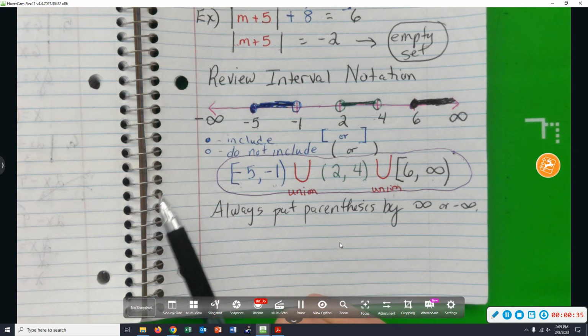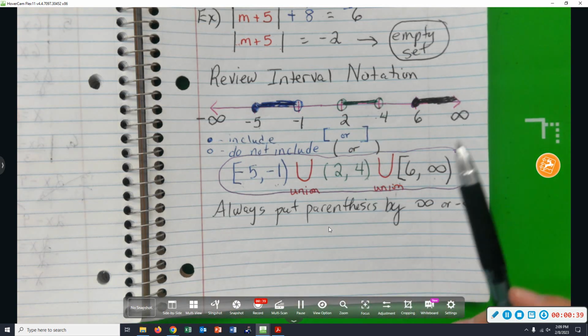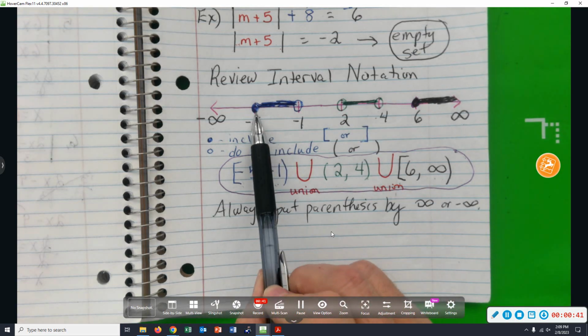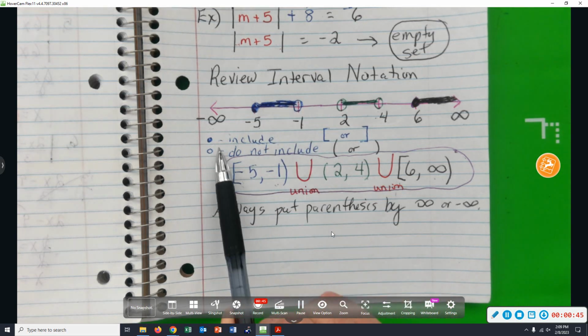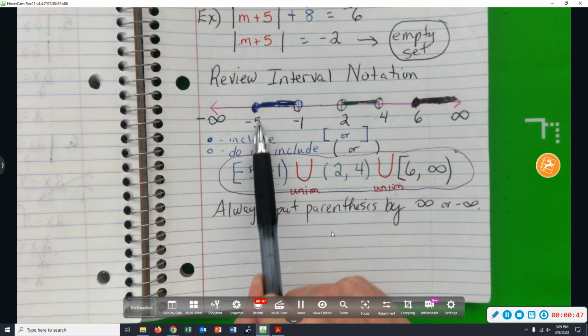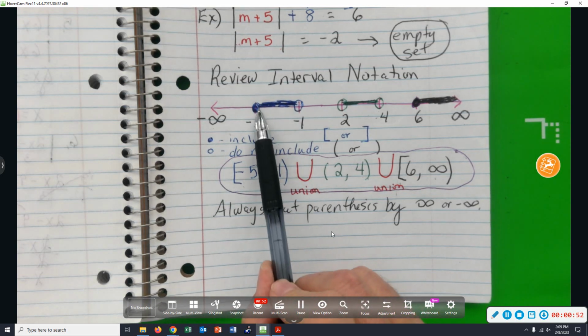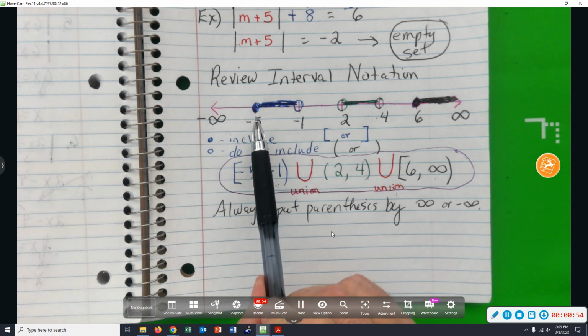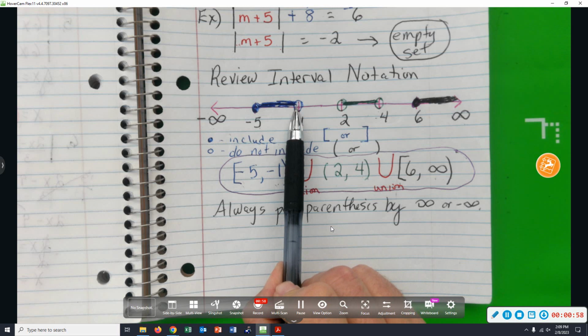Something called interval notation, where we're talking about sets of numbers on the number line. Like I've shaded all the numbers between -5 and -1. The closed circle means including the number. An open circle at the number means not including. So this region here is all numbers between -5 and -1, including -5, not including -1.